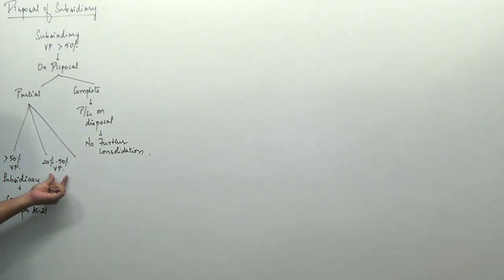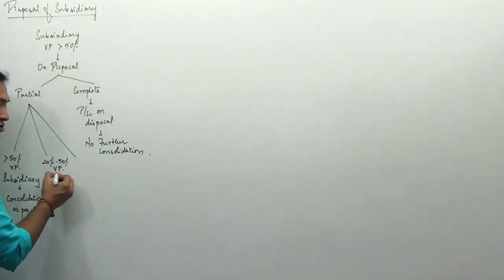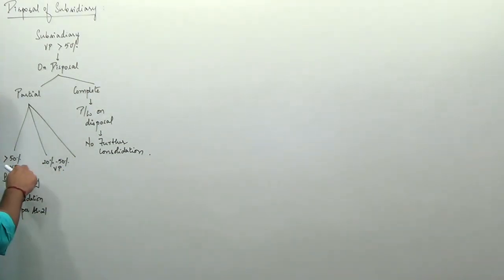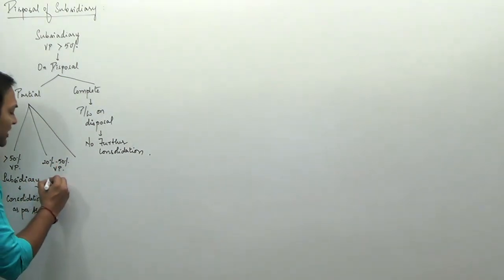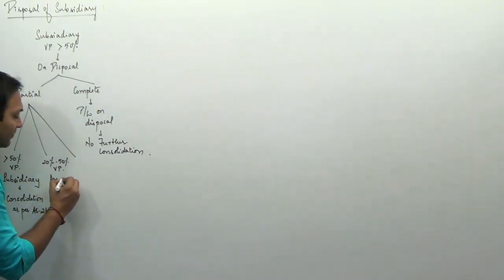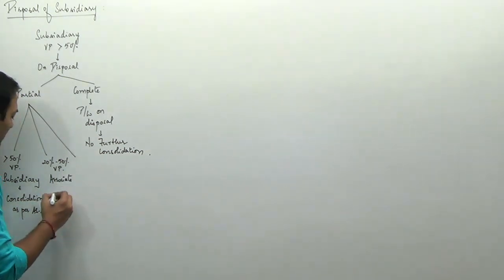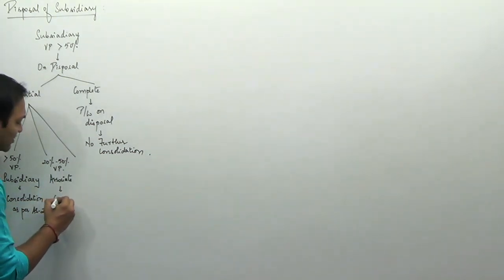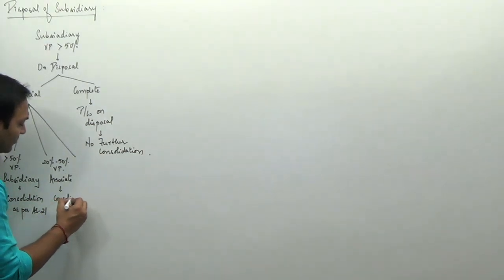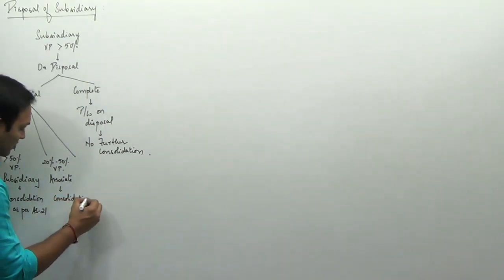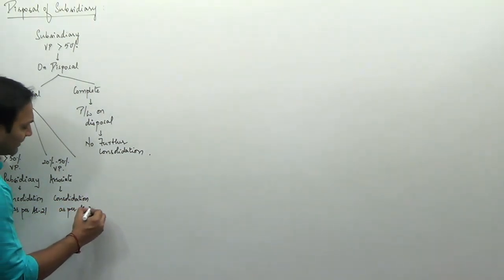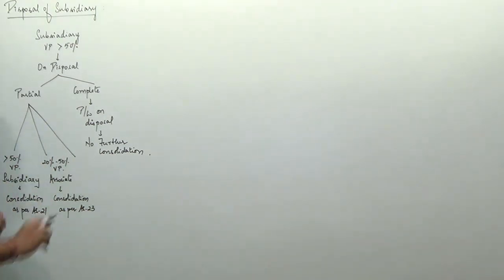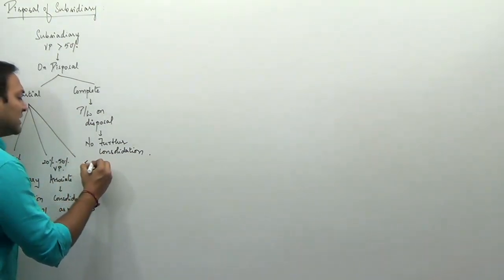But whenever I have a disposal where my voting power has come to 20 to 50%, wherever my voting power has been reduced to 20 to 50%, this is not called as a subsidiary anymore, because for subsidiary you need to have controlling interest. Here you don't have controlling interest, this is called a substantial interest. Whenever you have substantial interest, we call it as associate. Even in the case of associate, we do consolidate. But the standard now changes to AS23.